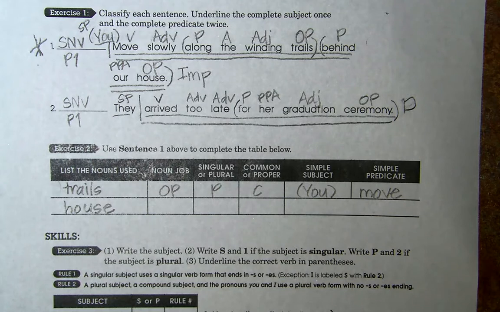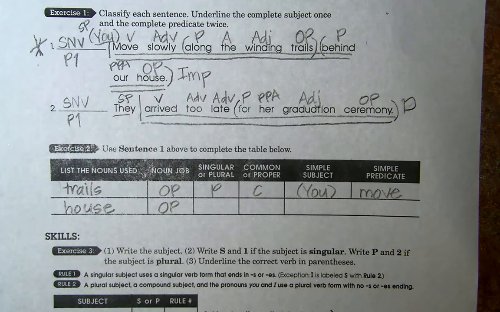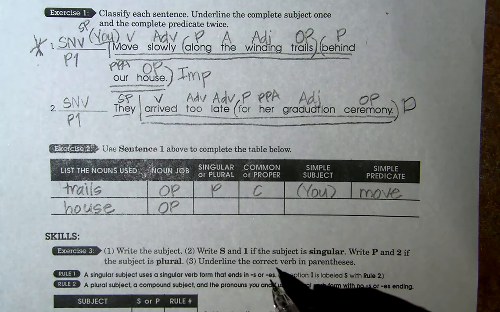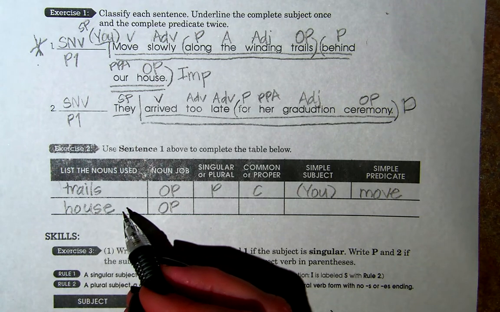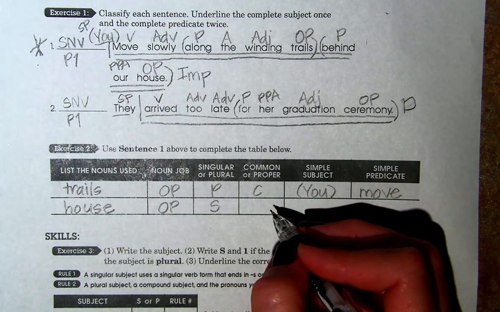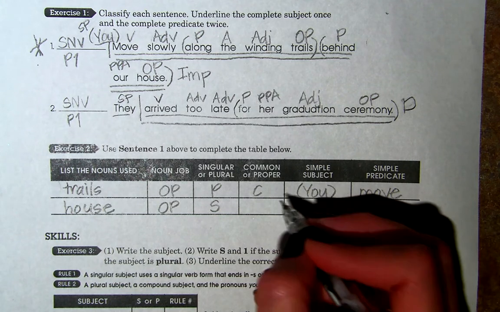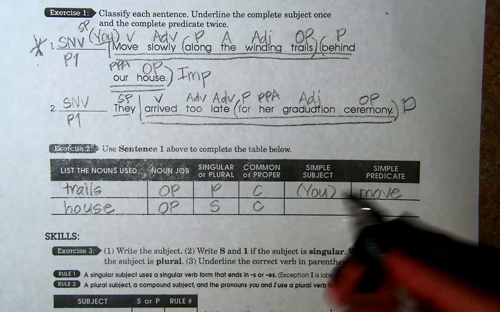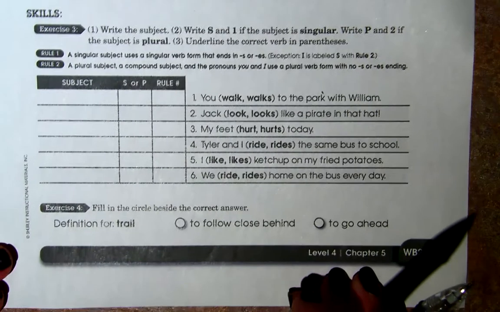Its noun job in this sentence, or its function, is also object of the preposition. Is it singular or plural? Well, it doesn't have an S on the end, and it's just house. So it's one house, and that would be singular. Is it common or proper? Well, it's not talking about the White House or some particular proper place. It is talking about a common, just a house, and so that would be a common noun. And you don't have to do anything there. Okay? Let's move on to exercise 3.